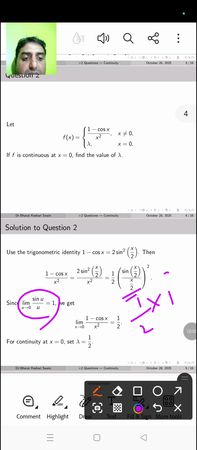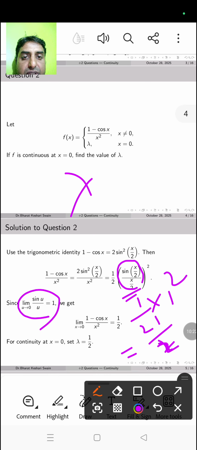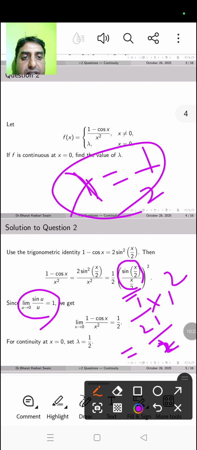And the final result will be what? 1 by 2 into 1 square, because the limiting value of the bracketed term is equal to 1. So finally it will be 1 by 2. So this is your limiting value, 1 by 2, and our functional value was lambda. Since it is continuous, your lambda will be equal to 1 by 2. So this is your answer. Okay, so we have to remember that the functional value is equal to the limiting value, that much. That is the thing we have to remember.